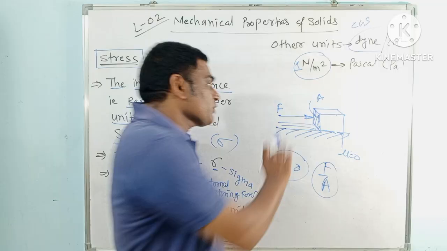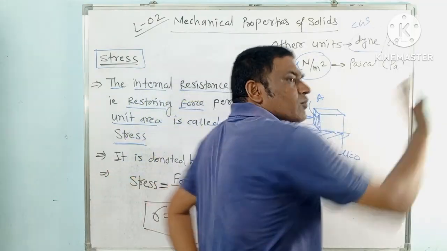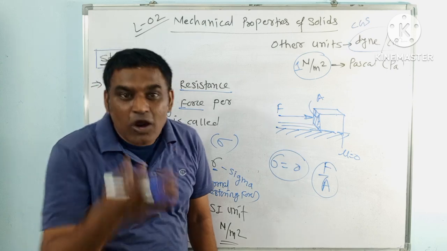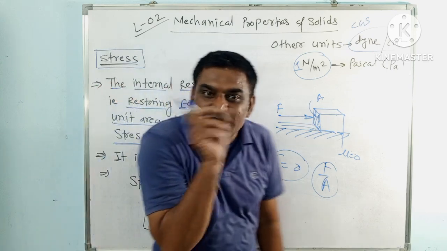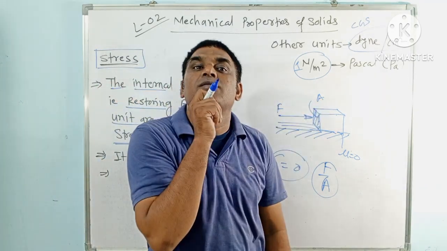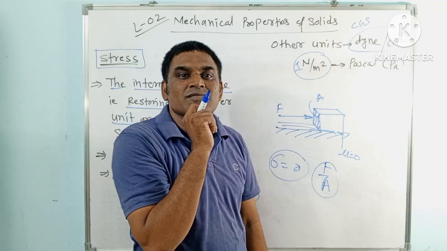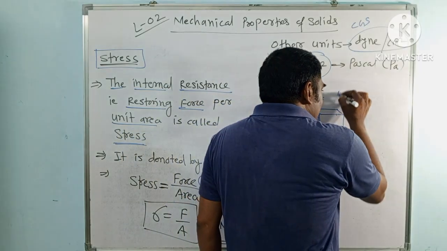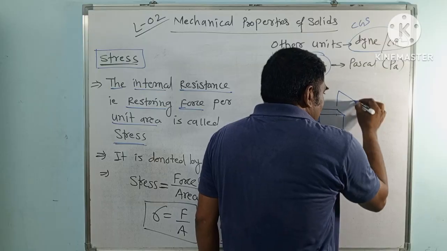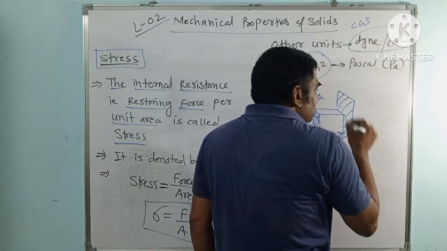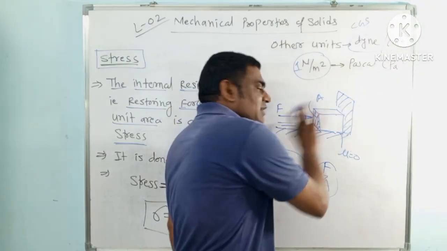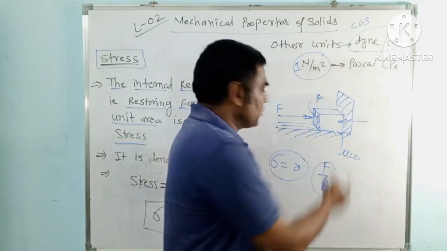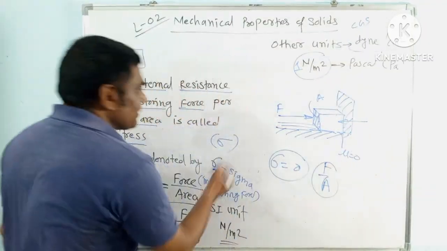Why? Because if you apply this force, the body will move. It will not oppose. It will not change any intermolecular distance. Correct or not? But suppose there is a wall on this side and I am applying this force, what will happen? The wall will exert a normal reaction equal to this force. Means such a kind of case is there.